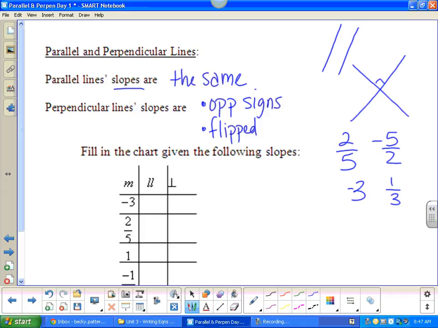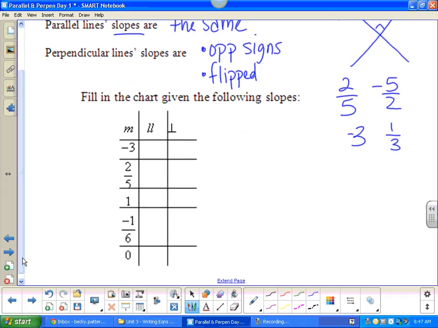So fill in the chart given the following slopes. So M stands for slope. This is my symbol for parallel lines. It's two lines that run side by side, but you put them at a diagonal so it doesn't look like an 11. And this is the symbol for perpendicular lines. It's an upside down capital T.